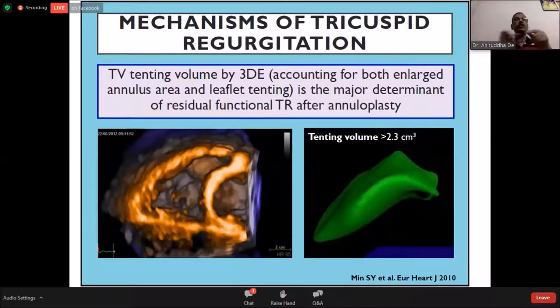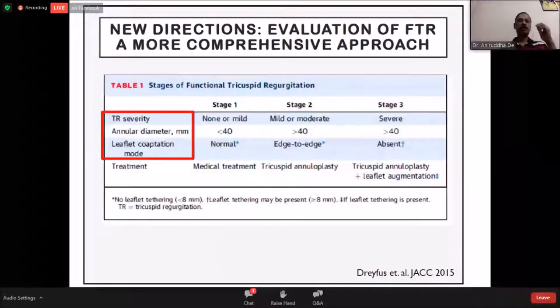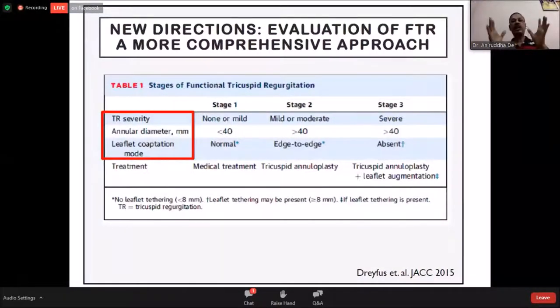If tenting volume, we can measure the tenting volume, that can be proper for evaluation. So the new direction is that the evaluation of the functional TR is a more comparative approach. Tear severity is the annular diameter and the leaflet coaptation mode. In a mild case it is normal, in the moderate case it is edge to edge, and in stage three, the severe TR, the leaflet coaptation is absent.